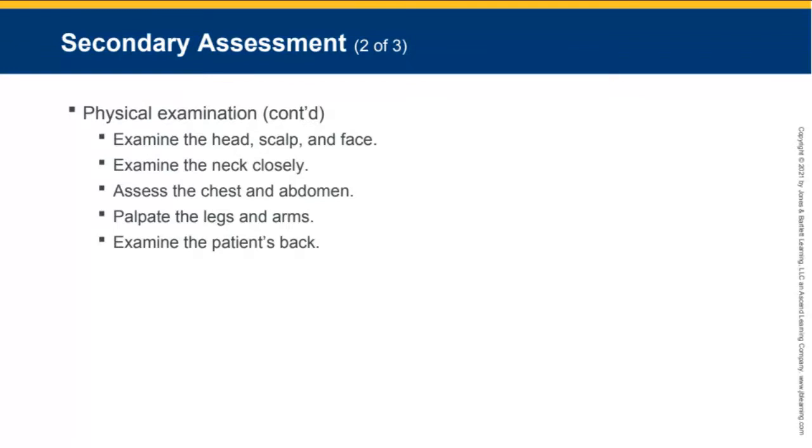The physical examination, I know that you guys went through some of this already. Examine the head, scalp, and face. Go down to the neck and examine it closely, looking out for jugular vein distension in the neck area and a deviated trachea. You'll know what is happening based on these. Assess the chest and abdomen, palpate the legs and arms, and examine the patient's back.